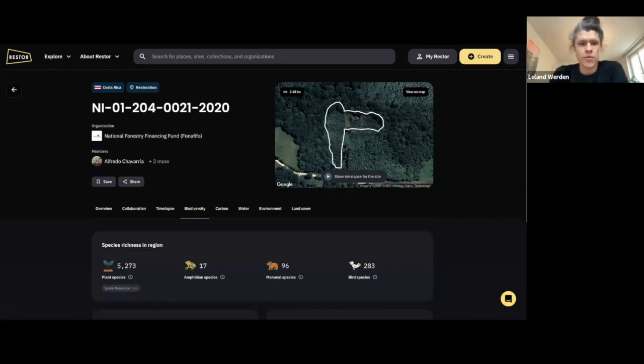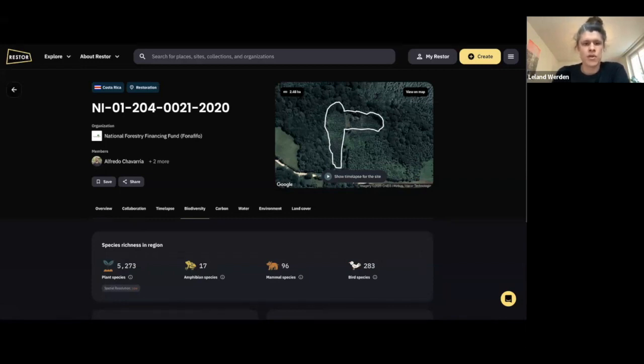So, for example, at this site, you can see that there are over 5,000 plant species just generally in the area. There are many amphibians, maybe mammals and bird species. And you can look at other things like the climate and then the carbon drawdown potential of different project sites. So this can help with site planning and just getting a general idea of what's happening ecologically in a region.